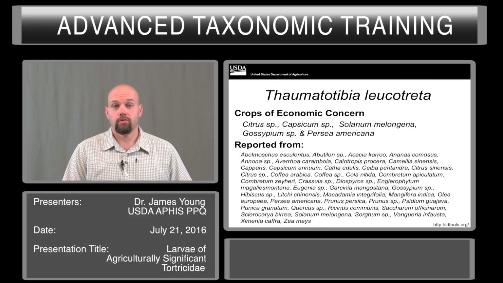Thaumatotibia leucotreta is another pest that is commonly intercepted, mostly on eggplants and peppers coming out of the Old World. It does have a very wide host range. It is not certain if this host range is actually true to this species, or if there's a species complex which involves the closely aligned Cryptophlebia.